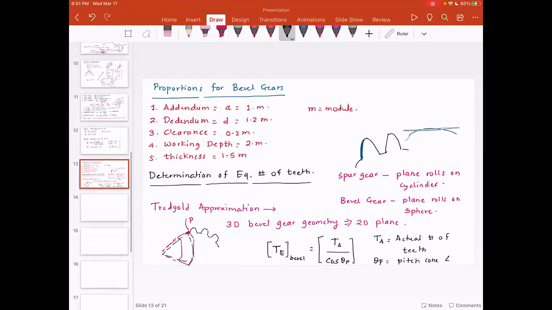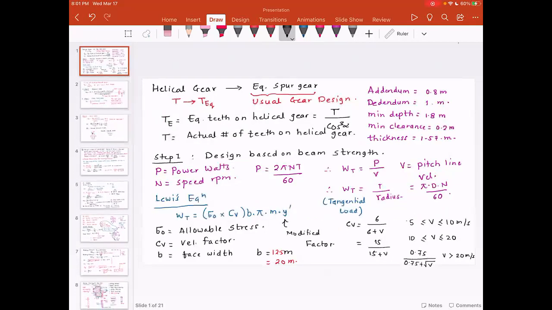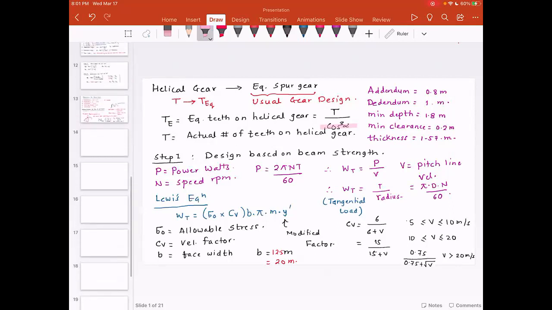And so if you compare this with the helical gear design, in the helical gear design, we also did the same thing, except when we were trying to find out the equivalent number of teeth, we used cosine cube alpha. So here, instead of using cosine cube, we are just going to use cosine of the pitch cone angle.